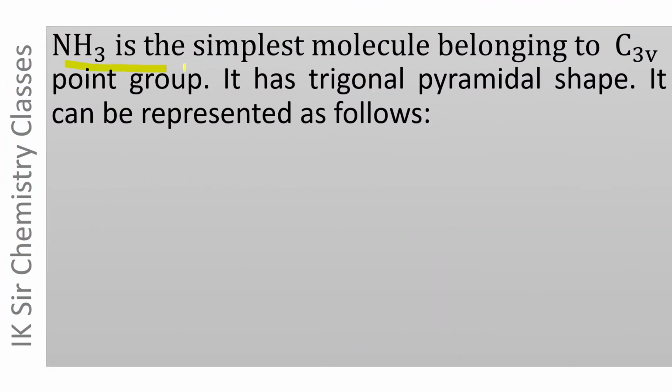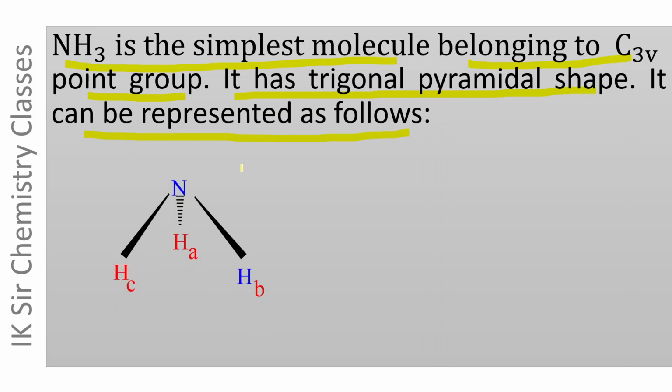NH3 is the simplest molecule belonging to C3v point group. It has trigonal pyramidal shape and it can be represented as follows. In NH3 molecule, nitrogen atom is bonded to three hydrogen atoms Ha, Hb and Hc. These two solid bonds are towards the viewer while this dashed bond is away from the viewer.